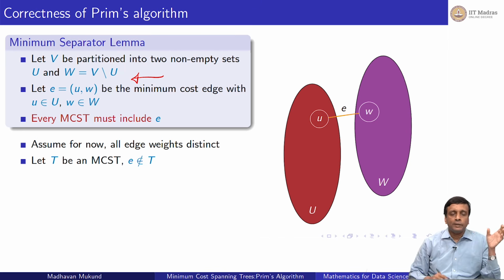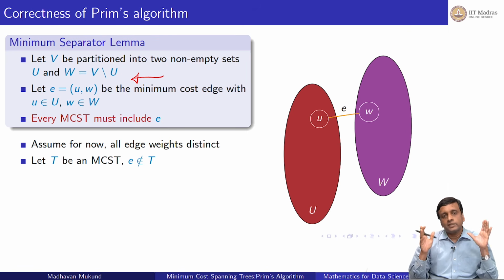It says no matter how I partition my graph into U and W, this property must hold. So let me just assume this is some arbitrary partition of my graph. I have split my vertices into two sets which are disjoint, which together cover all. So partition means exactly that.